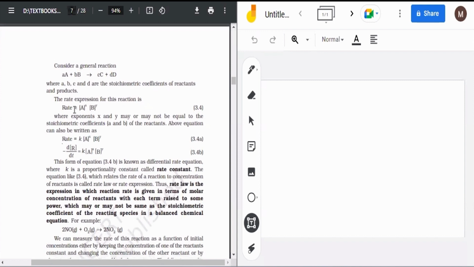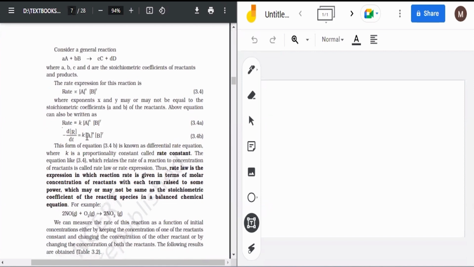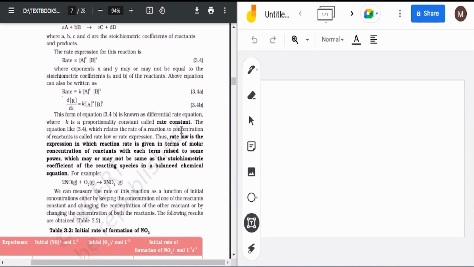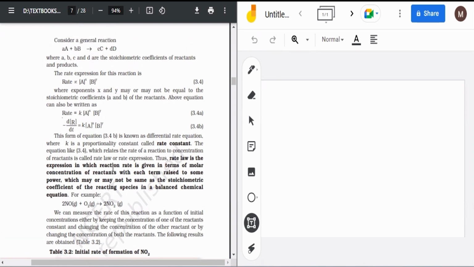So we write the rate, minus dR by dt, is equal to K, A power X and B power Y. And K is the respective proportionality constant. So rate law is the expression in which reaction rate is given in terms of molar concentration of reactants, with each term raised to some power, which may or may not be the same as the stoichiometric coefficient of the reacting species in a balanced chemical reaction.